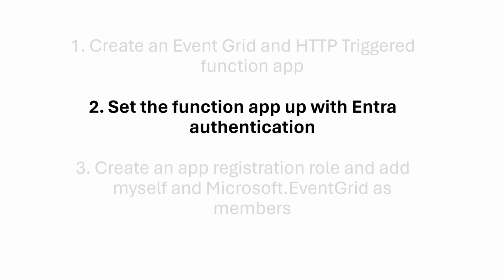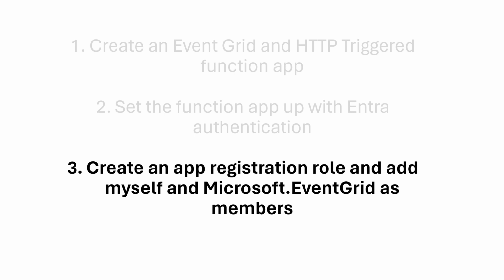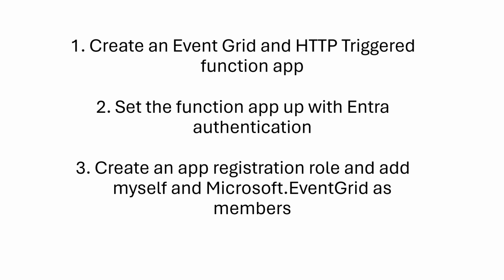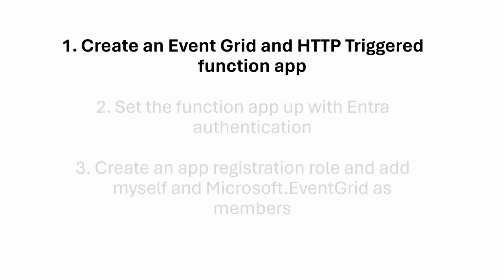Step 2. Set the function app up with Entra-authentication. Step 3. Create an app registration role and make myself and the Microsoft.EventGrid application a member of that role. So those are the steps. Now let's start with step 1. Creating an event grid and HTTP triggered function to receive the events.